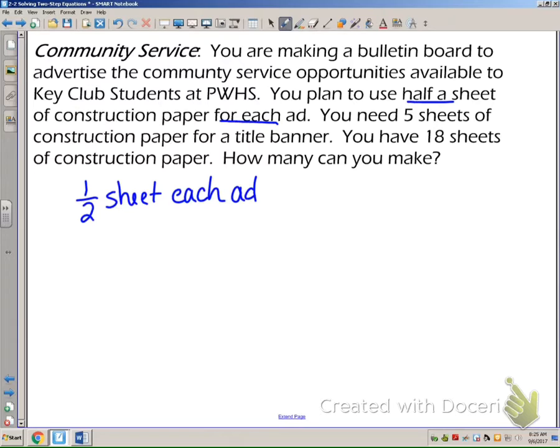Okay. I need 5 sheets of construction paper for a title banner. So plus the 5 sheets for the title banner. And I have 18 sheets of construction paper all together. So I have a total, we know total represents an equal sign, a total of 18. So it wants to know how many can I make. Well, if I'm using half a sheet per ad, half per ad.